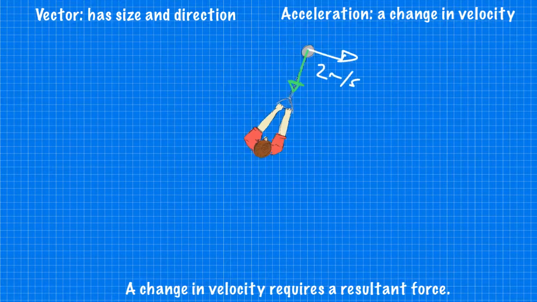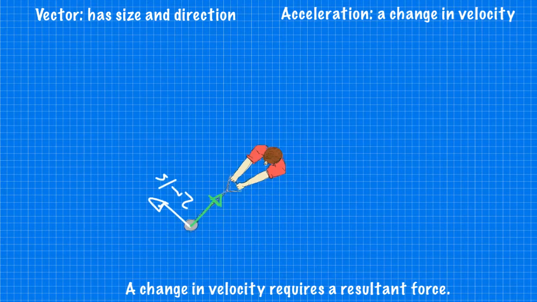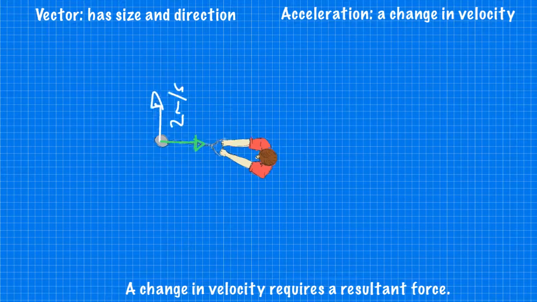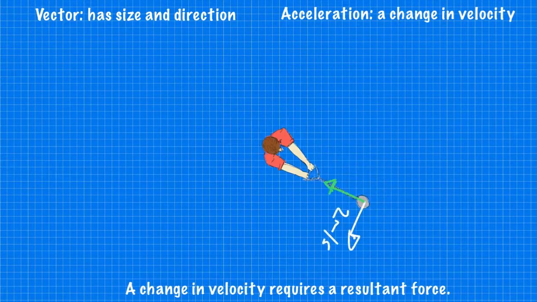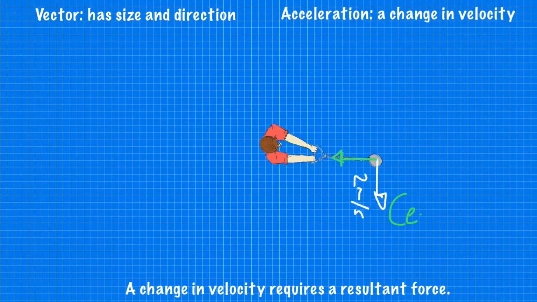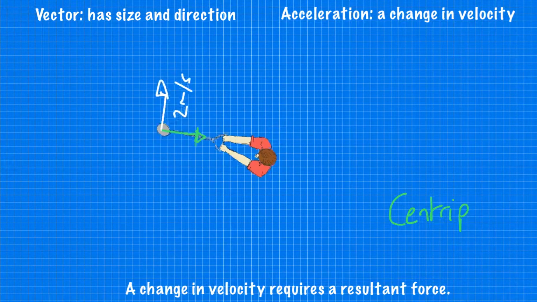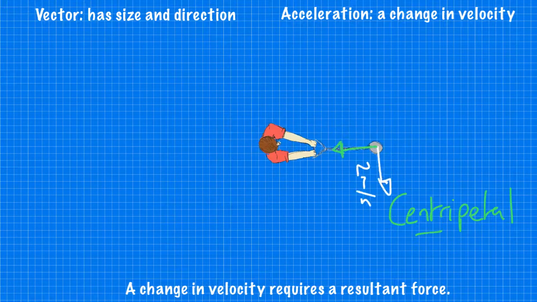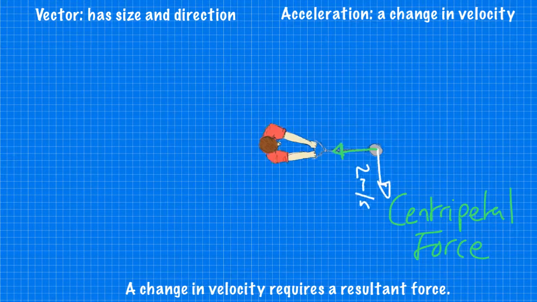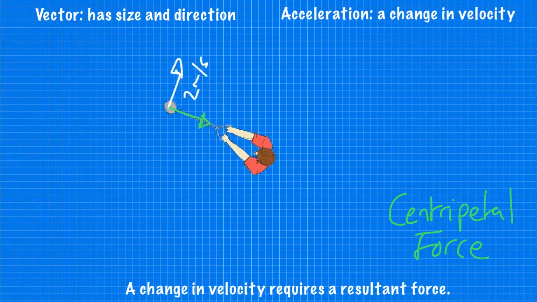So now we've added that force on, you can see it is constantly at 90 degrees to the velocity, and is always pointing towards the centre of the circular path. And we actually call this the centripetal force. Now, whenever you have a curved path or circular motion, there is always this centripetal force.